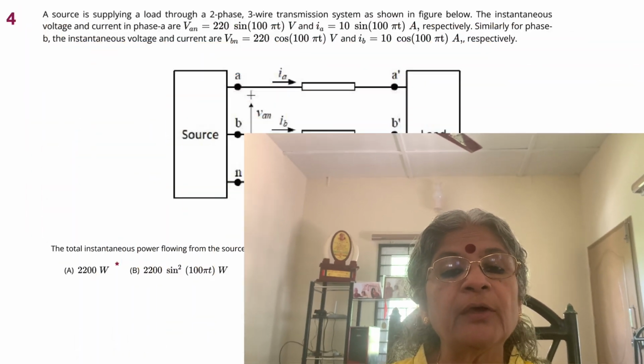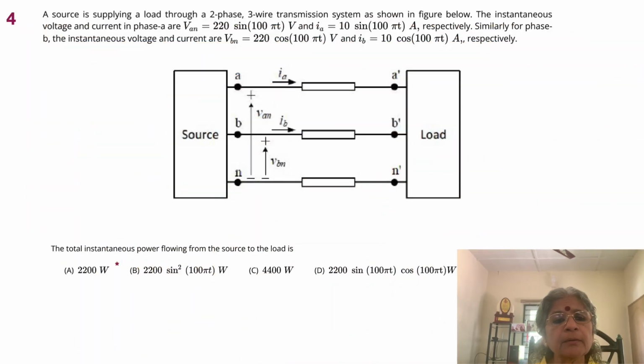What we have here is a situation wherein there's a source and load, as was the case in all the preceding problems, and then we have currents IA, IB and IBN progressing through. It looks like a two-phase system, okay. Because we have A, B, N and A dash, B dash, N, it should be a two-phase system. So let's read. A source is supplying a load through a two-phase three-wire transmission system as shown in figure.